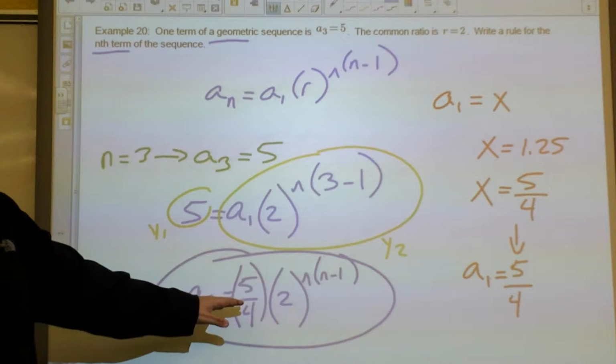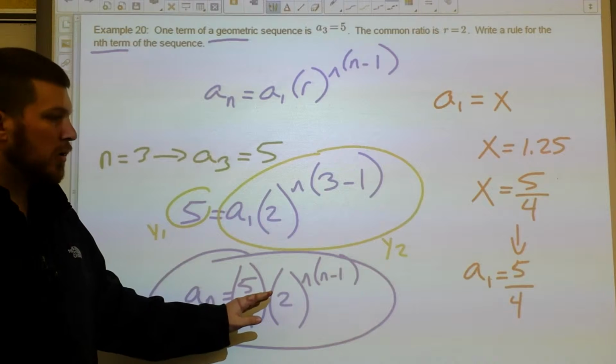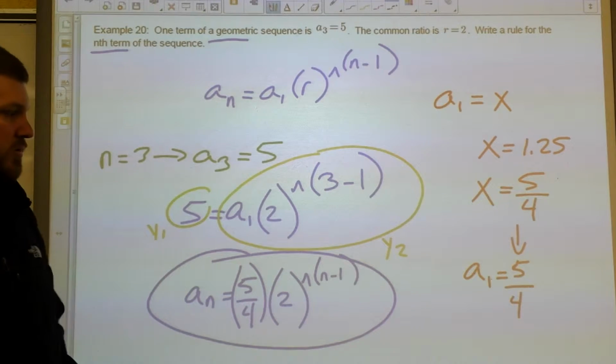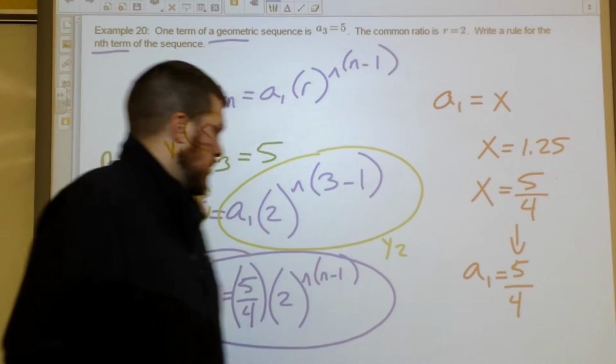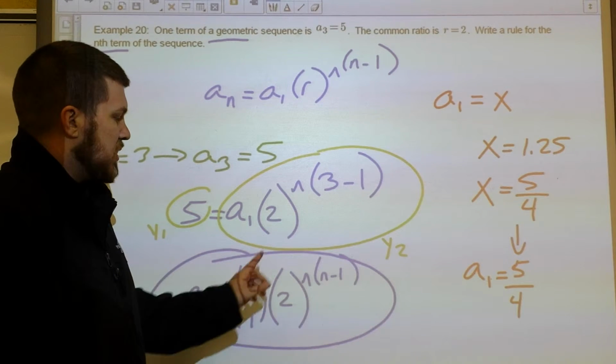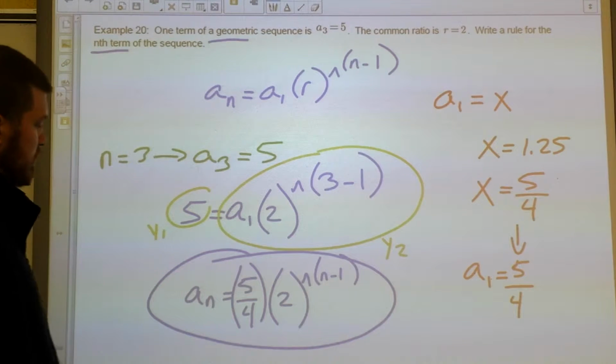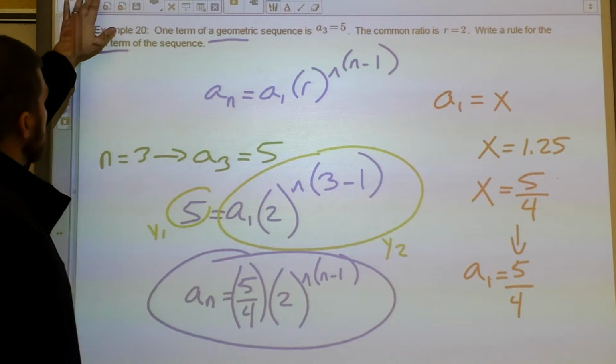So this rule right here will let us find any member of this particular geometric sequence. Okay? Again, 5/4 lives in the first position of the sequence. The common ratio is 2, and then we just raise to the n minus 1 power.